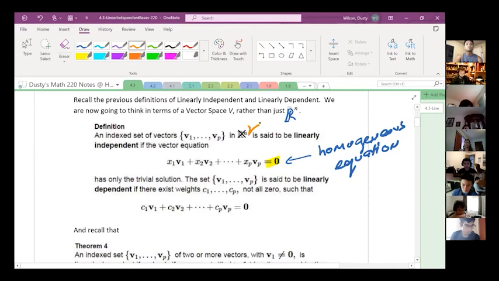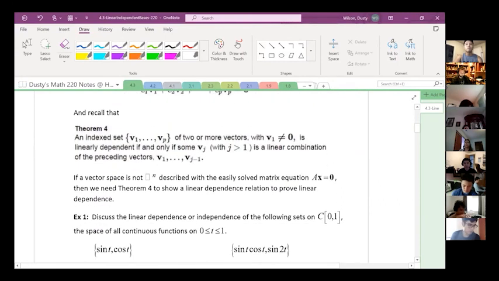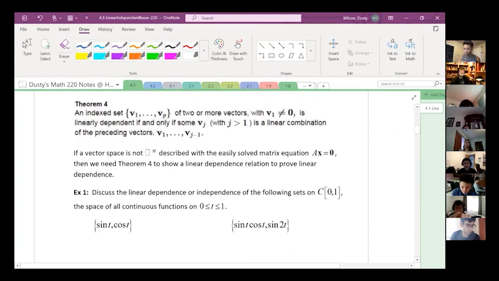Also recall that an indexed set V1 to Vp of 2 or more vectors with V1 not equal to 0 is linearly dependent if and only if some Vj is a linear combination of the preceding vectors. I feel like this is one of the ones that you guys proved on an assessment, as I recall.